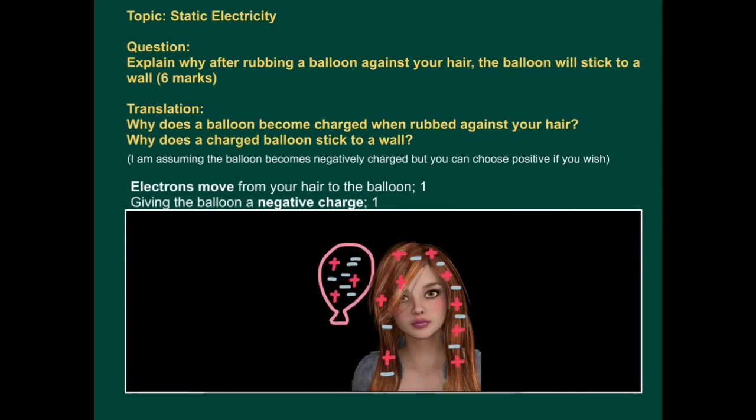So that explains the first sub-question. Why does a balloon become charged when rubbed against your hair? Because electrons move from hair to the balloon.